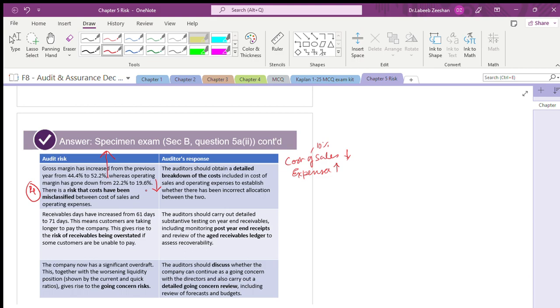Whether there is any mismatch between cost of sales and operating expenses. What is the response? You ask them to give the breakdown. You want to establish whether there is any misstatement between the two. Incorrect allocation is otherwise called a misstatement.